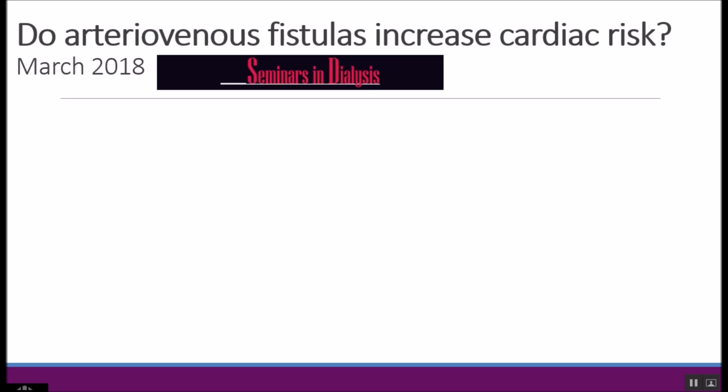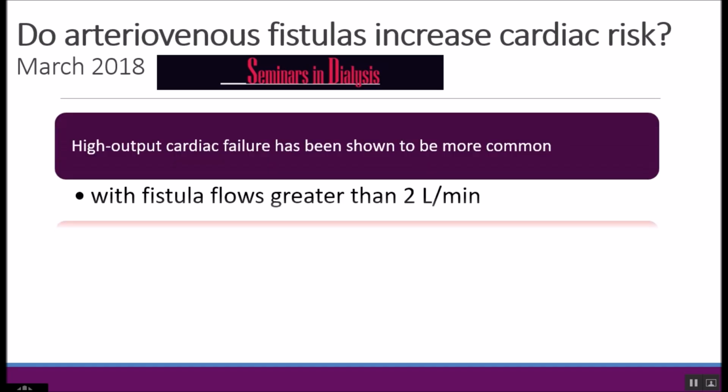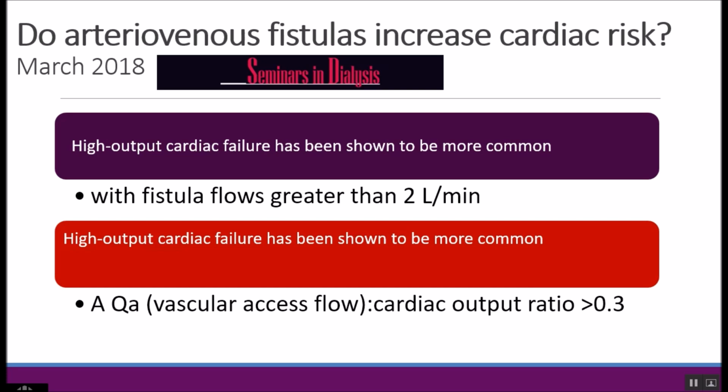Don't be afraid of arteriovenous fistula increasing cardiac risk. Sometimes nephrologists are afraid of doing arteriovenous fistula. In this review, high output cardiac failure has been shown to be more common if the fistula flow is greater than 2 liters per minute, or in a patient with high output cardiac failure, meaning that the vascular access flow is 30% of the total cardiac output.